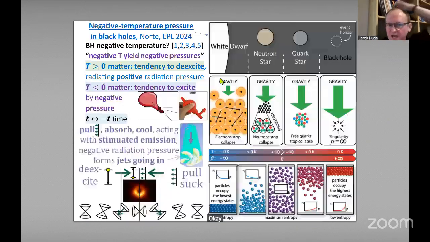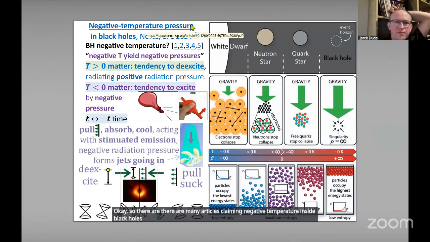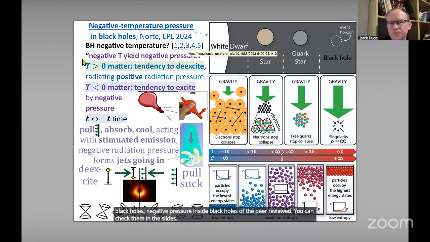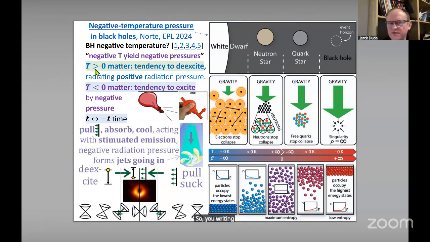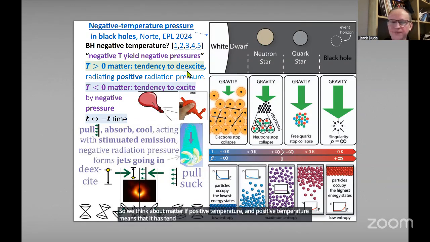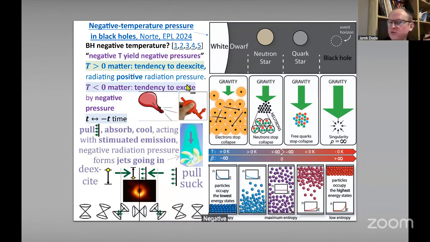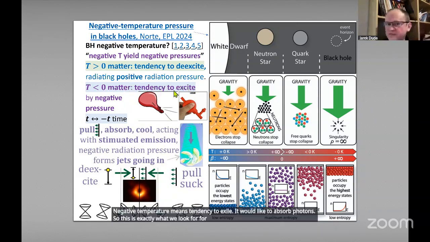Okay, so there are many articles claiming negative temperature inside black holes, negative pressure inside black holes. Peer-reviewed, you can check them in the slides. We usually think about matter with positive temperature, and positive temperature means it has a tendency to de-excite, so it would like to emit photons. Negative temperature means a tendency to excite. It would like to absorb photons. So this is exactly what we look for, this negative temperature.